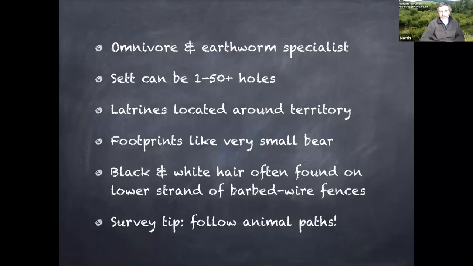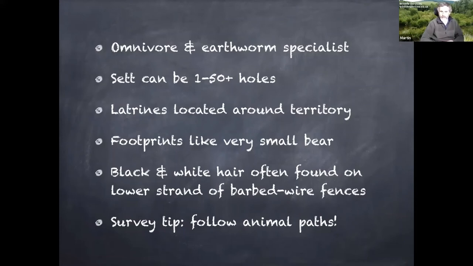Badgers have distinct latrines around their territory, which are very distinctive. They are basically little pits full of droppings, feces, and they're used as territorial markers. Sometimes you'll find them around the set, more often you'll find them around the territorial boundaries, and there are survey techniques for working out territorial boundaries using the latrines by feeding the animals coloured bait, which shows the territorial boundaries quite nicely most of the time.